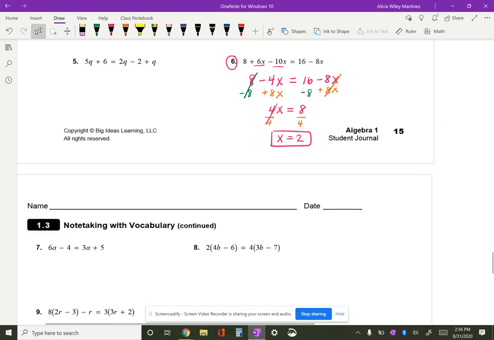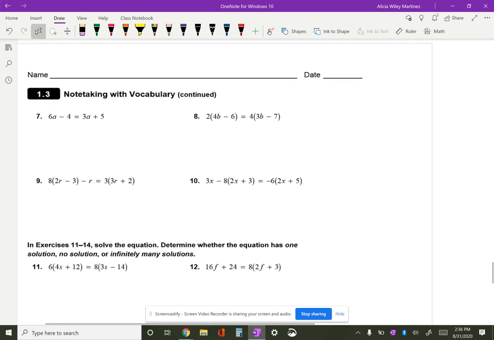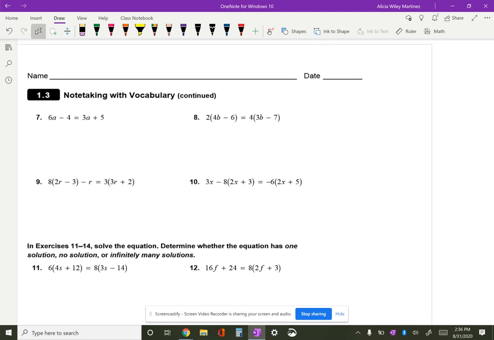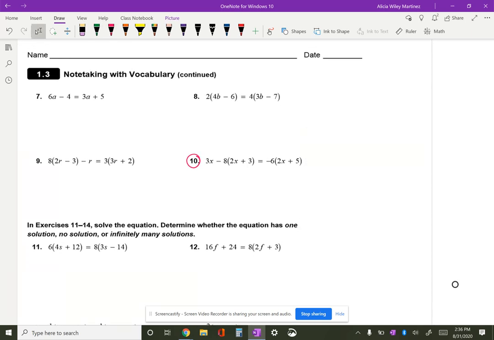If you would like to try one on your own before you see me go through the steps on another example, please go ahead and try number 10. You can pause the video to try it on your own before I go through the steps. This would be a good time to hit pause.